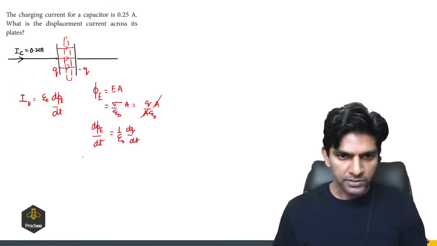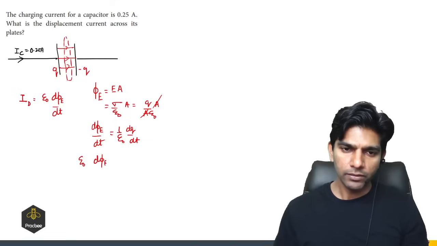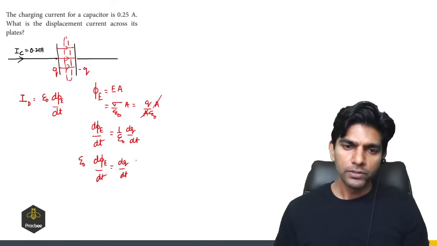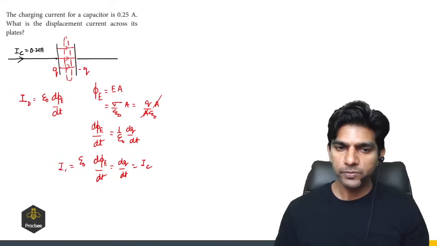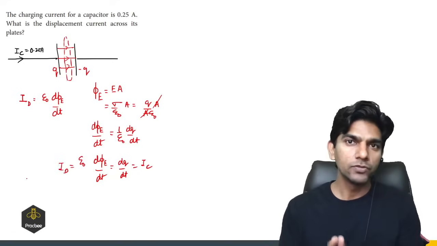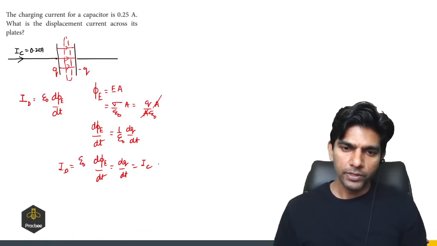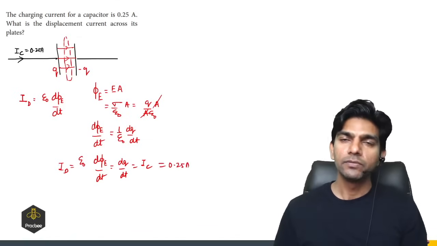And we know that epsilon naught d phi E by dt comes out to be dq by dt. So where dq by dt is nothing but the conduction current and the left hand side is nothing but the displacement current. So we can say their values will be same. So it will be 0.25 ampere. Right, now let us see the next question.